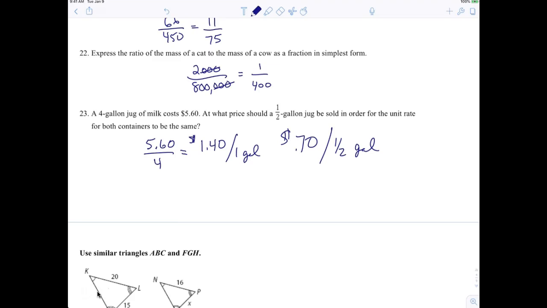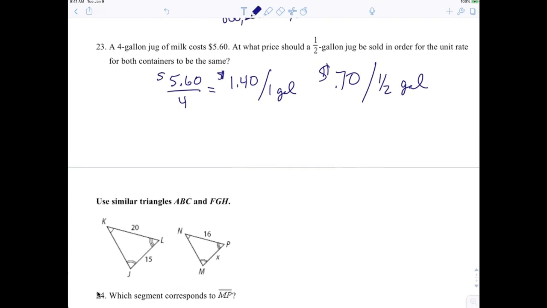Watch. Do you understand that I have $5.60 for what? 4 gallons. You see that? So I just want to know how much it would cost for 1 gallon. So take your calculator and do 560 and divide it by 4. So this represents $1.40 for every what? For every 1 gallon. Do you agree with me? And if it's for every gallon, now I want it as a what? Half a gallon. So if 1 gallon costs $1.40, then a half a gallon will cost 70 cents. Do you see that or not?